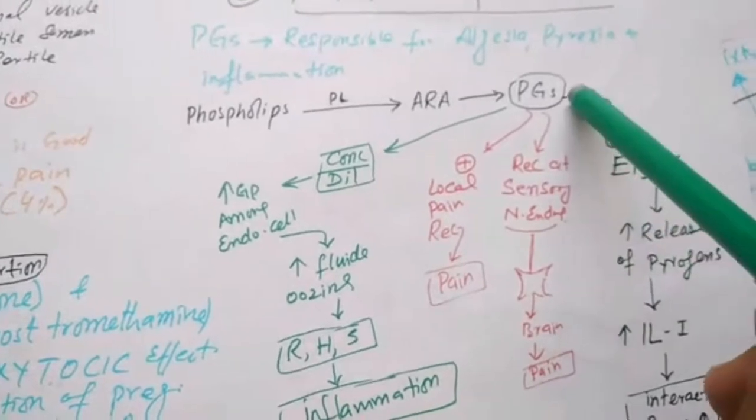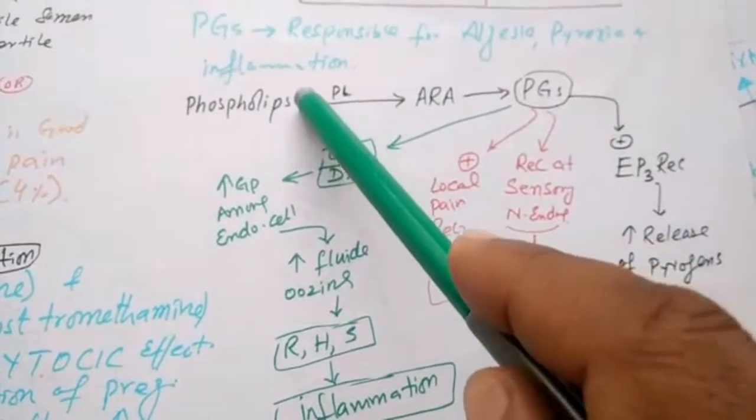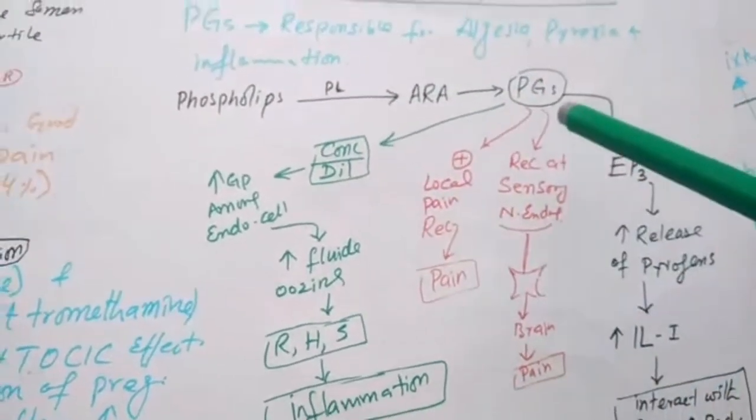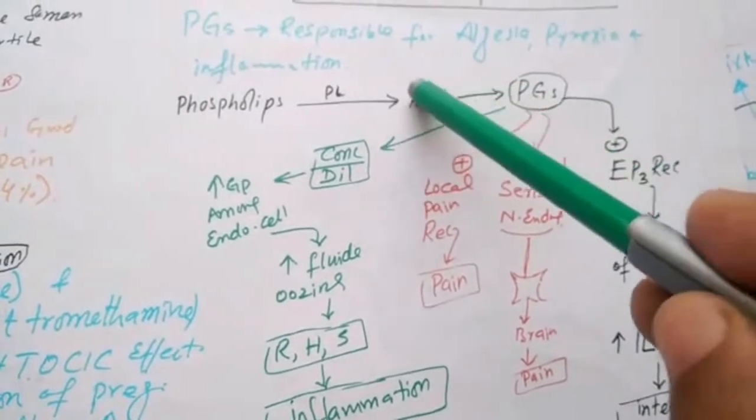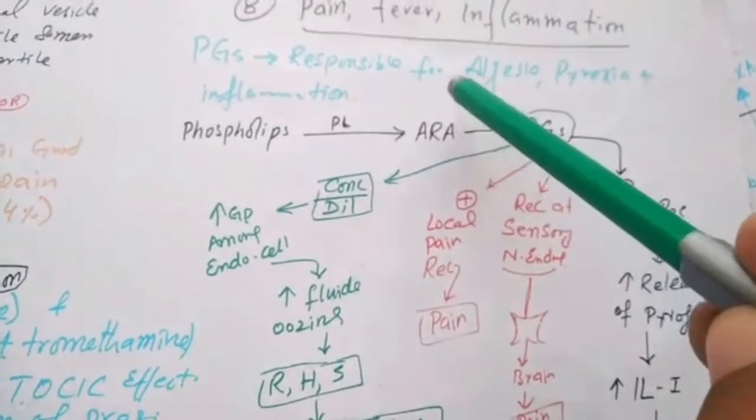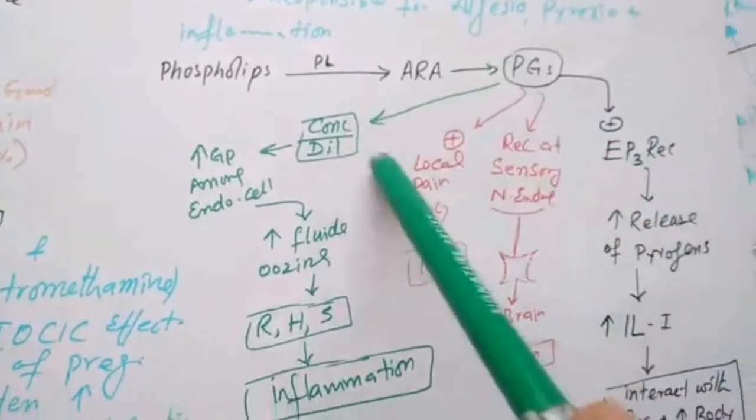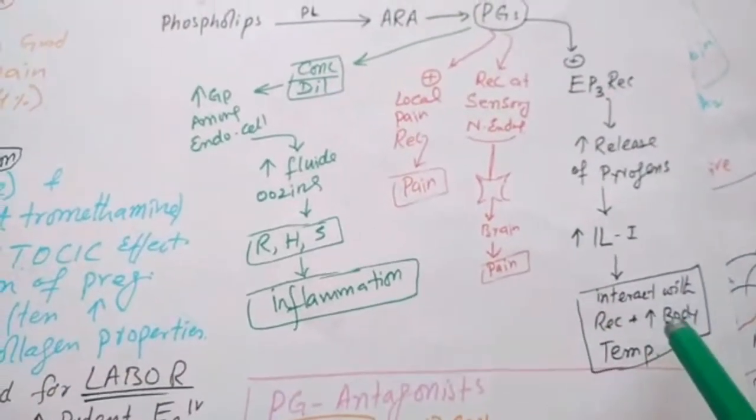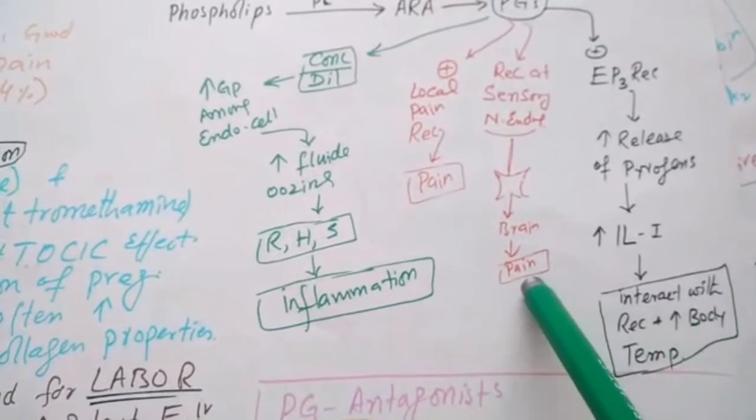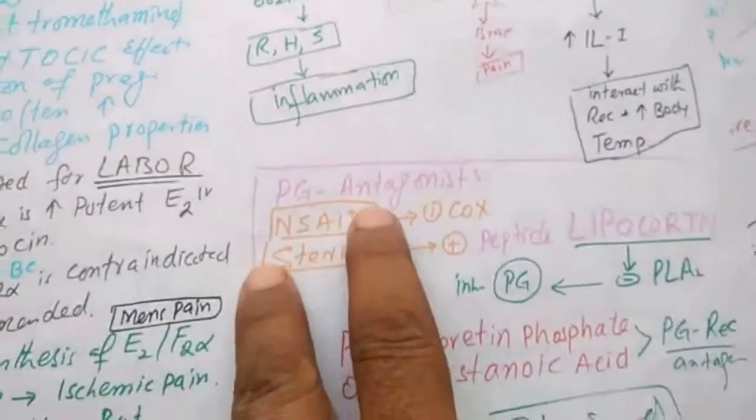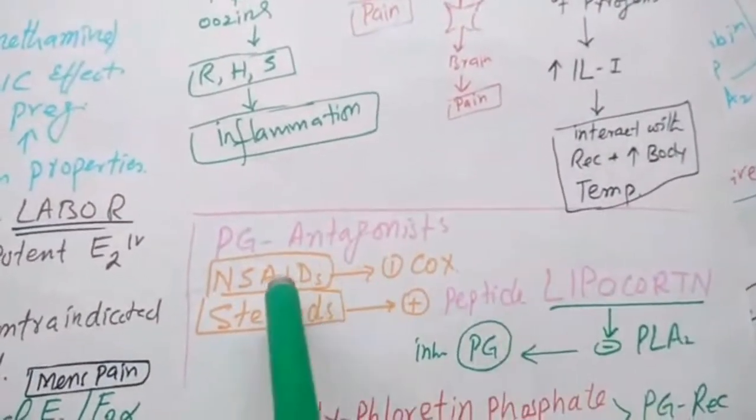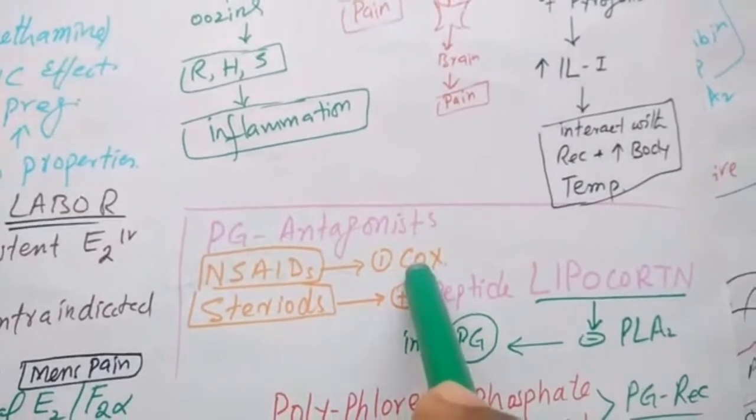Once we use NSAIDs or steroids, there is an inhibition of the COX pathway, and this inhibition of the PL enzyme, and inhibition of prostaglandin, reduces temperature, pain, and inflammation. Prostaglandin antagonist NSAIDs are COX inhibitors.